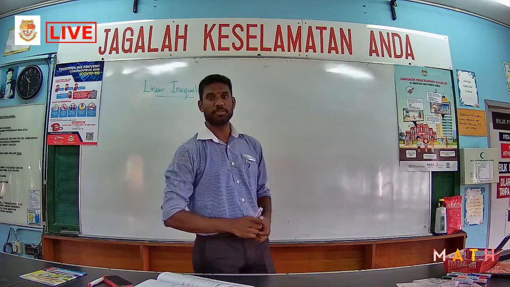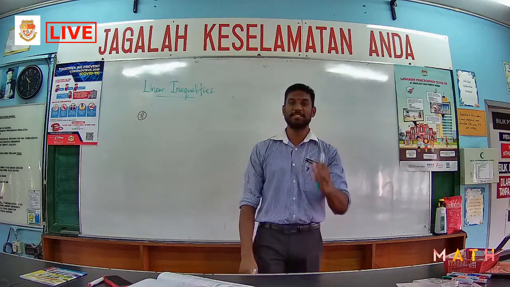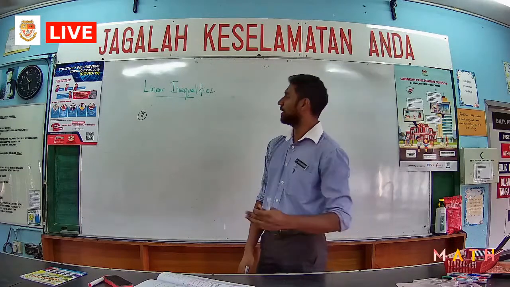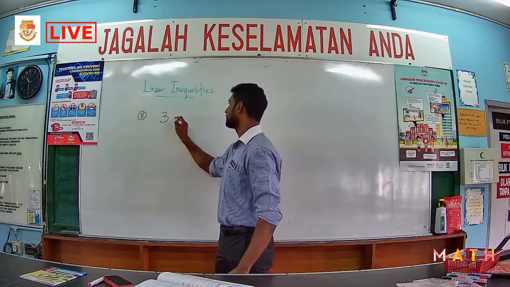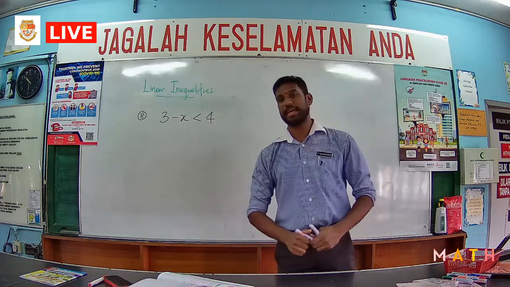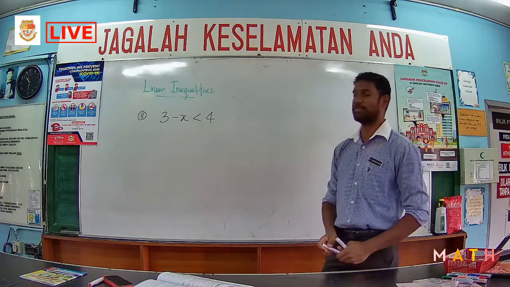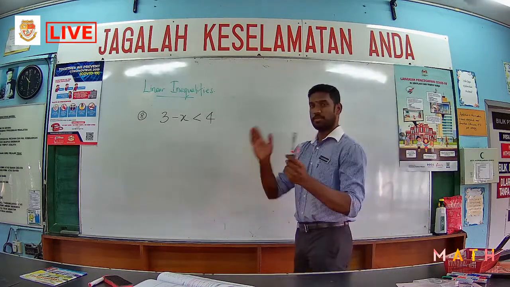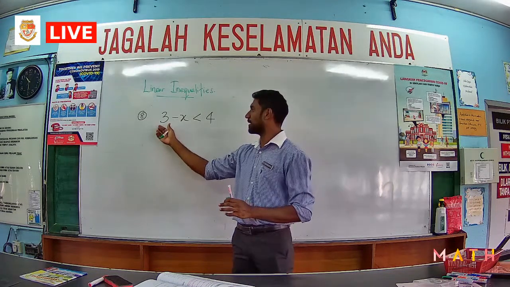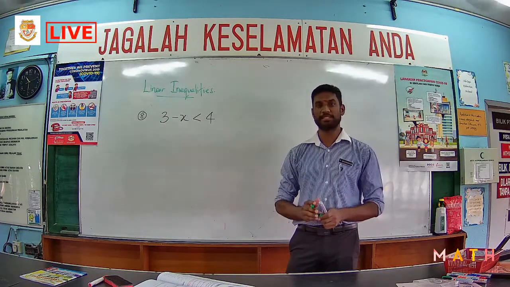Okay, so far so good, class. Now let's go to some different type of questions. I know just now what we did is quite easy. Now look at this question: 3 minus x less than 4. A little bit different, right, from the previous questions? Because from all the questions just now, we see the unknown sits in front. So it's very easy. But now we can see that the number is in front, the unknown is at the back. So what is the difference here?